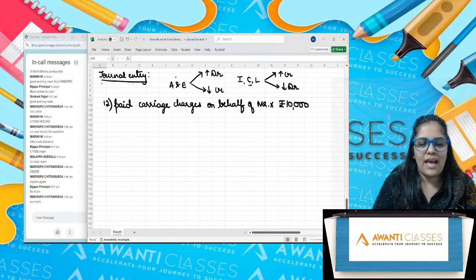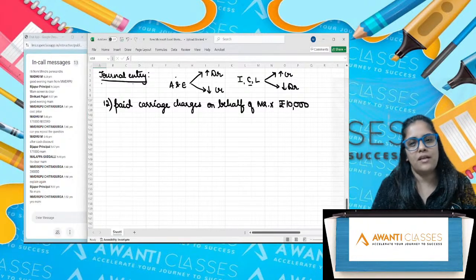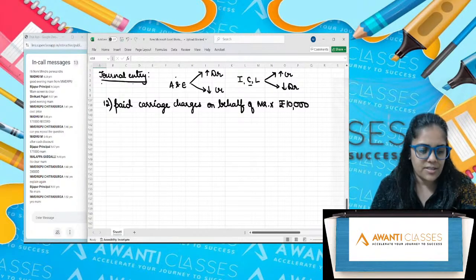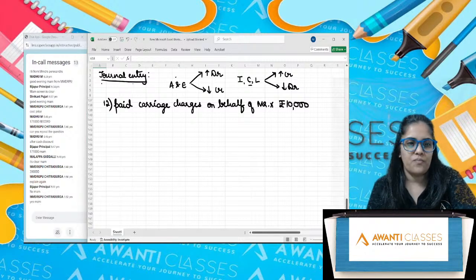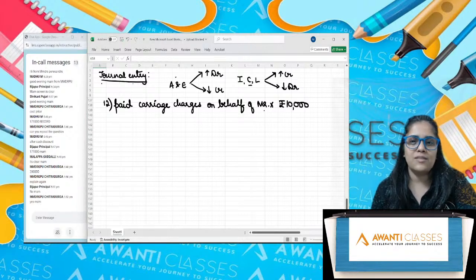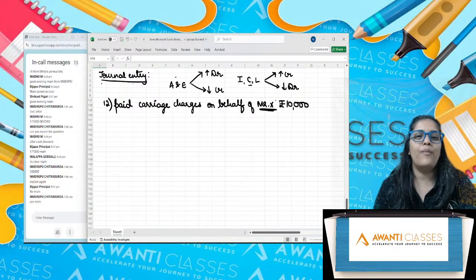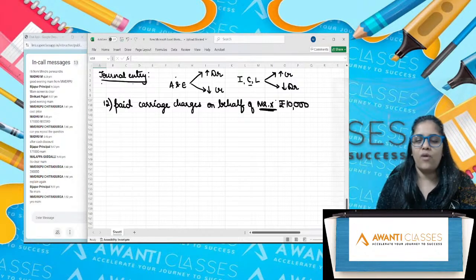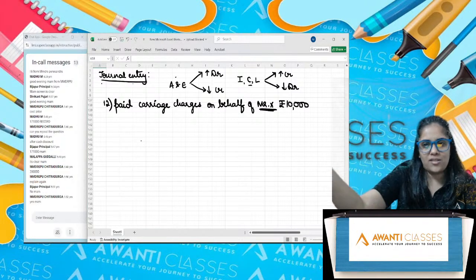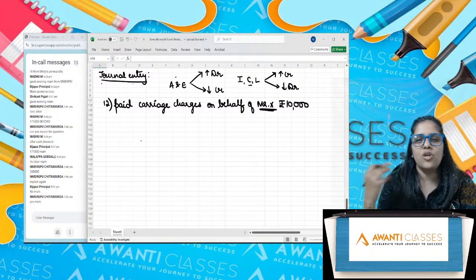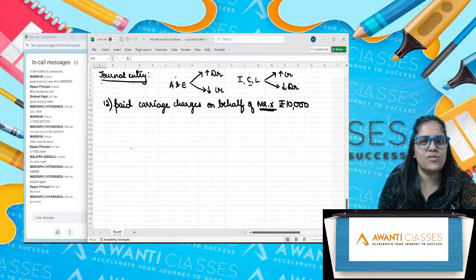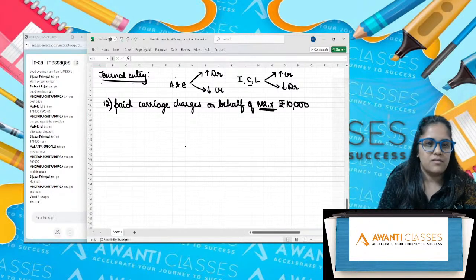Paid carriage charges on behalf of Mr. X, rupees 10,000. What does this mean? First things first, what are carriage charges? Carriage charges is nothing but transportation expense. So, there was a transportation expense of Mr. X, but we paid. So what will happen? We pay transportation charges of Mr. X, so X will pay us back later. It's like giving a short-term loan. Somebody else's expense you have paid, so they will pay you back later.